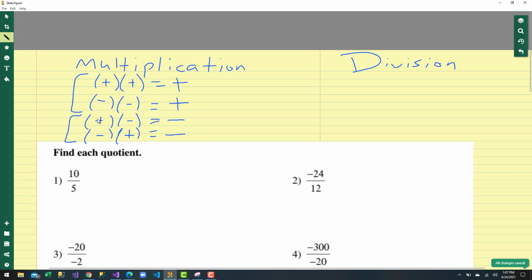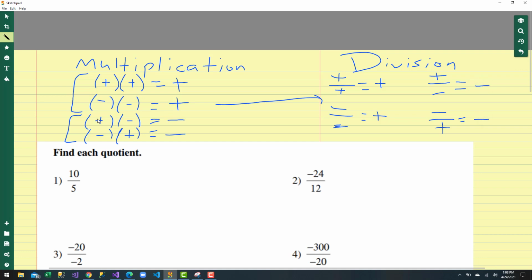These same principles apply to division as well. When you're dividing a positive by a positive or a negative by a negative number, same sign, the answer is always going to be positive. Now when you're dividing opposite signs, for example, a positive number divided by a negative number or a negative number divided by a positive number, for both multiplication and division, the answer is always negative, no matter what the numbers.